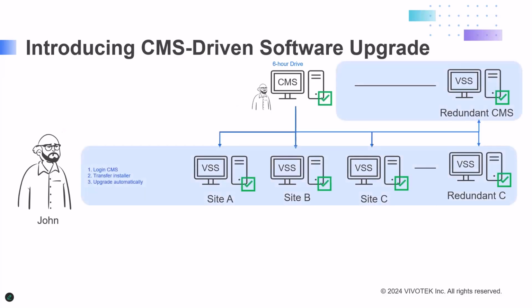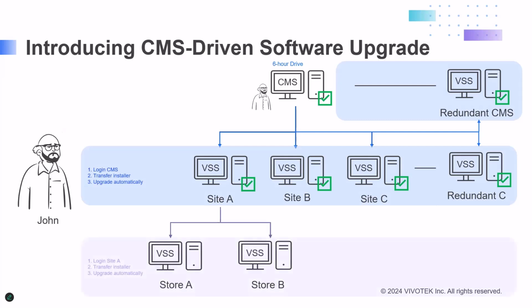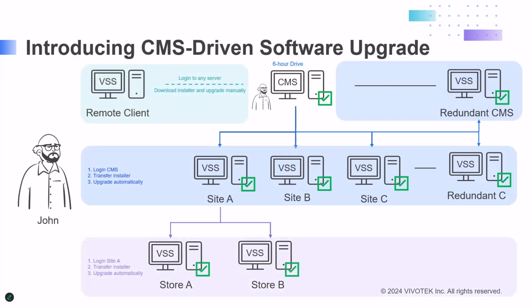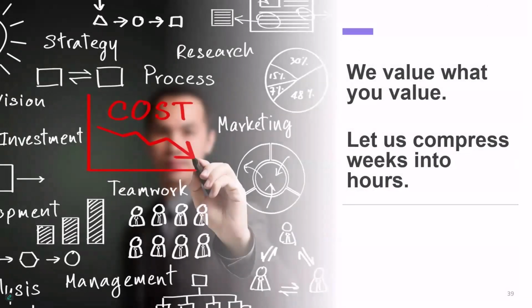But now, with the CMS driven software upgrade, all John has to do is drive to the CMS site and upgrade the server. From there, he can transfer the installer to the connected sites and push the upgrade remotely. In order to upgrade the stores, he'll need to log into the Site A server, then push the updates from there. Remote clients just need to log into any server, download the installers, and press a button to upgrade manually. So we value what you value, and we know that time is money. So let us help to compress weeks into hours.